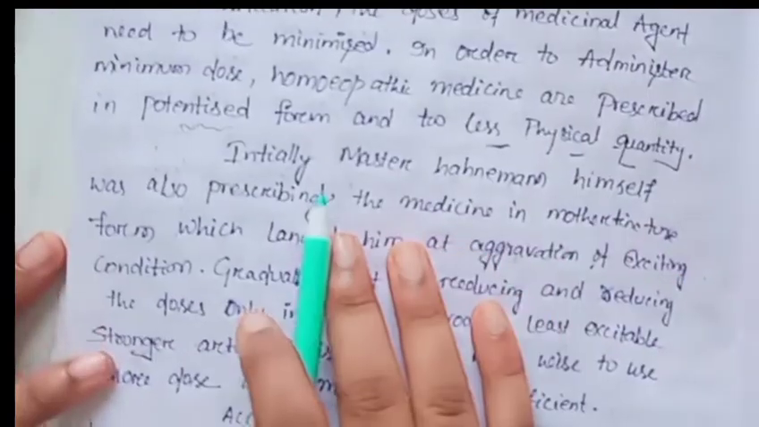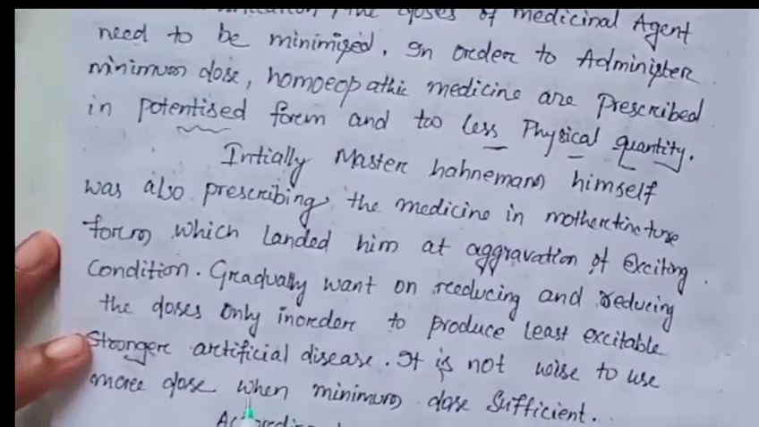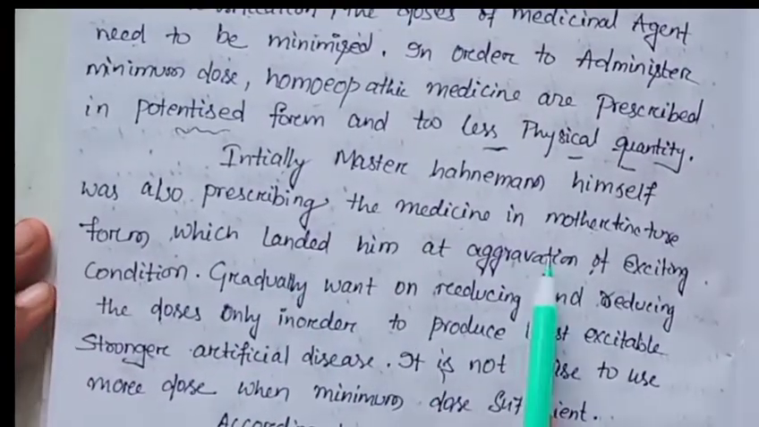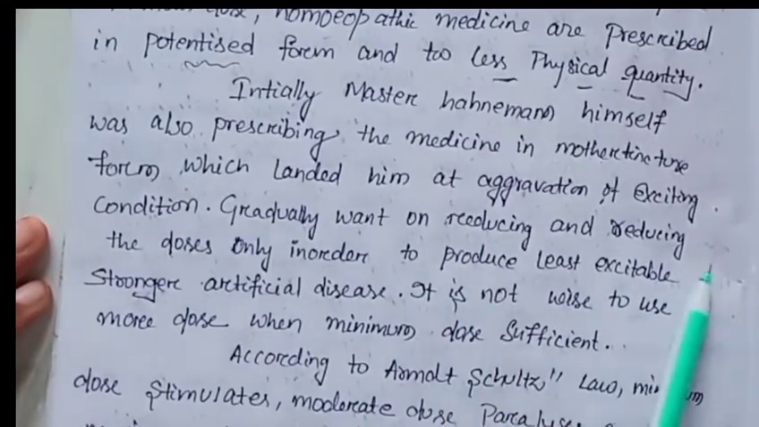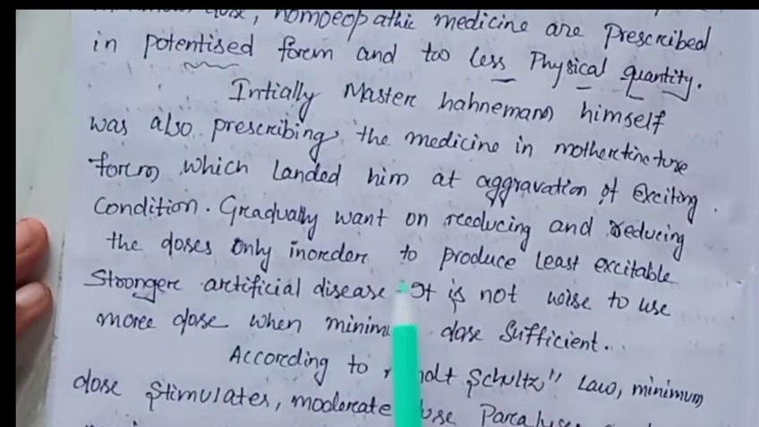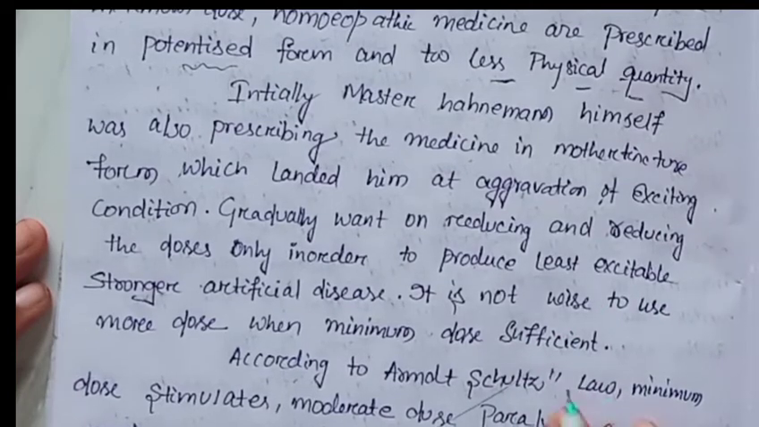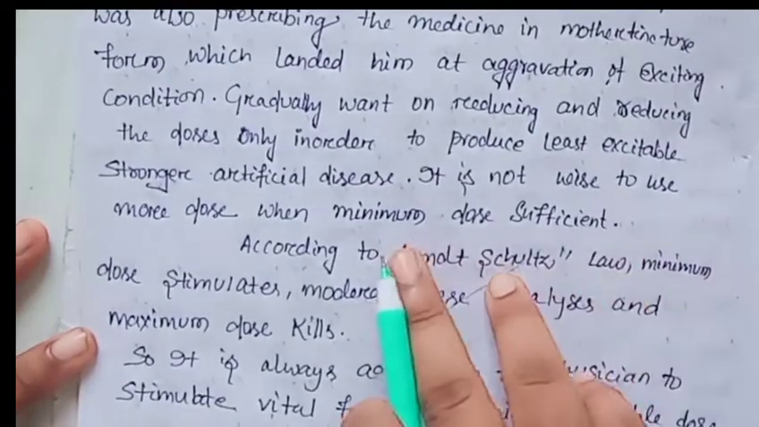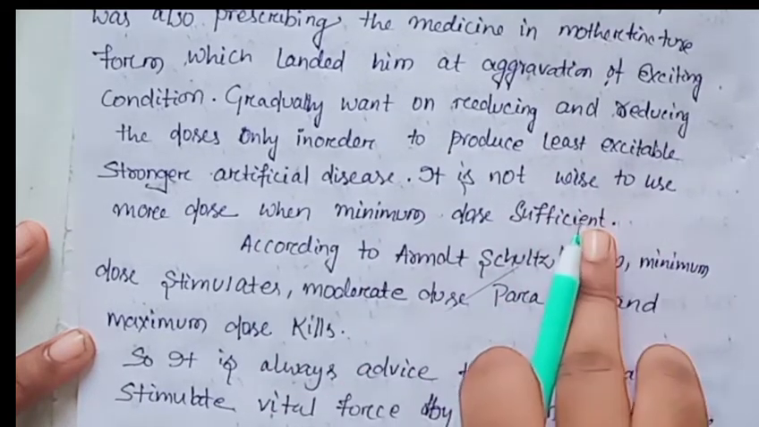Initially, Master Hahnemann himself also prescribed the medicine in mother tincture form, but it led to aggravation in the excitable condition. So gradually he went on reducing the dose in order to produce a least excitable, stronger artificial disease. It is not wise that a physician should use more dose when a minimum dose is sufficient to cure the illness.